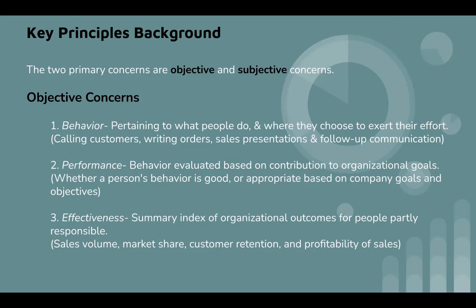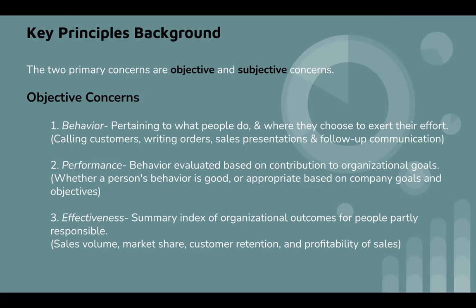and objectives. And lastly, for the objective concerns, we have effectiveness, which is the summary index of organizational outcomes for people partly responsible. For example, the sales volume, market share, customer retention, and profitability of sales. And the key issue in evaluating salespeople is the distinction among these three concepts.